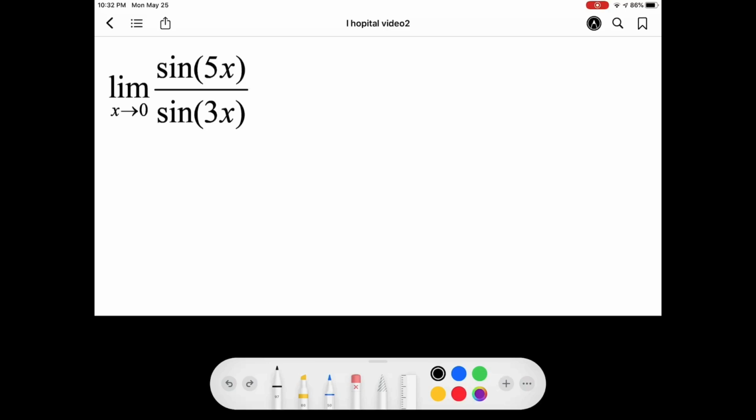Let's try it with this one. If I put in 0, I'd get the sine of 0 over the sine of 0, and the sine of 0 is 0, so I'd get 0 over 0, which is an indeterminate form. Great, that means that this is one that we can use L'Hopital's rule on.